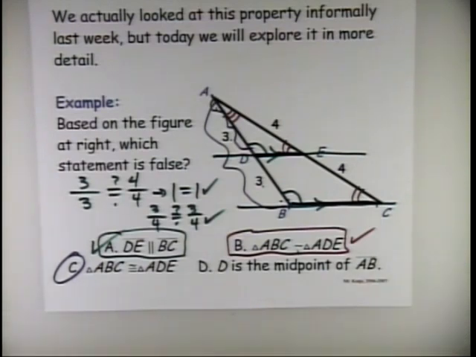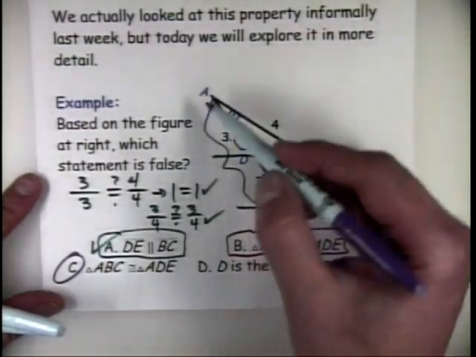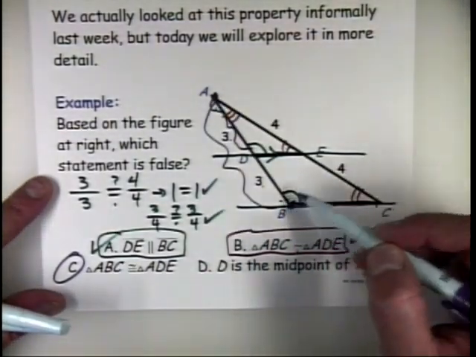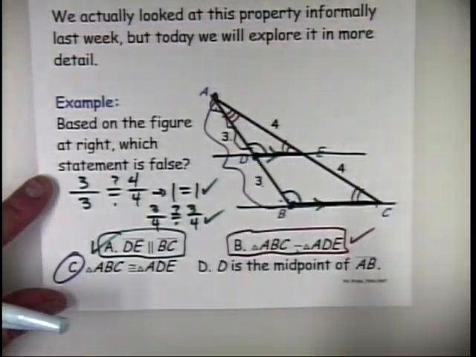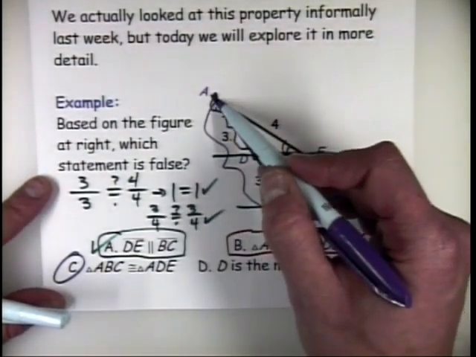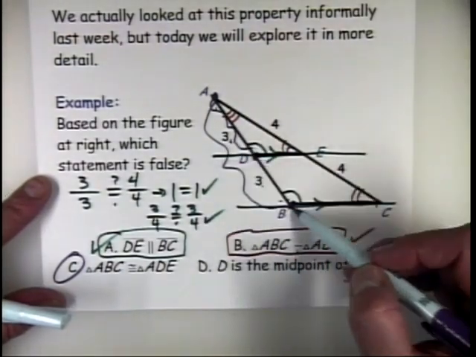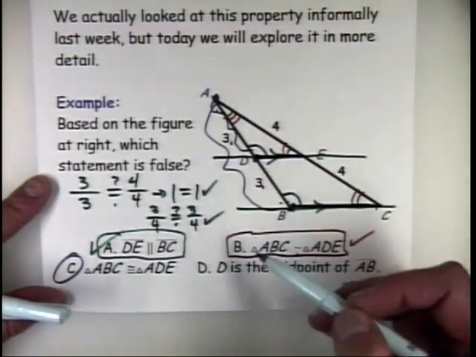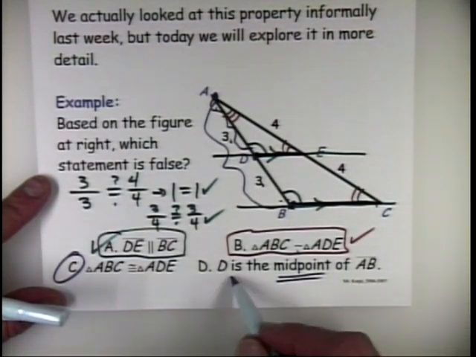Well, let's look at choice D. It has to be true now, right? D is the midpoint of segment AB. Well, here's A, here's B, so this is the segment AB. We're asking if D is halfway in between there. Well, we're given that the measure of segment AD is 3 units, and the measure of segment DB is also 3 units. Since they're the same measure, D would have to lie right in the middle, making it the midpoint. So yes, it's also true.